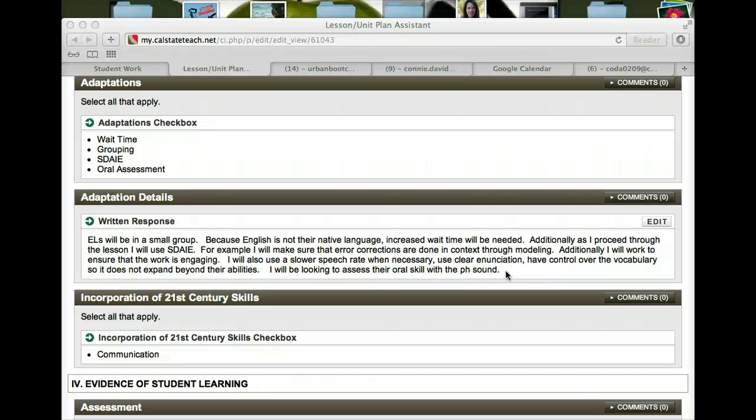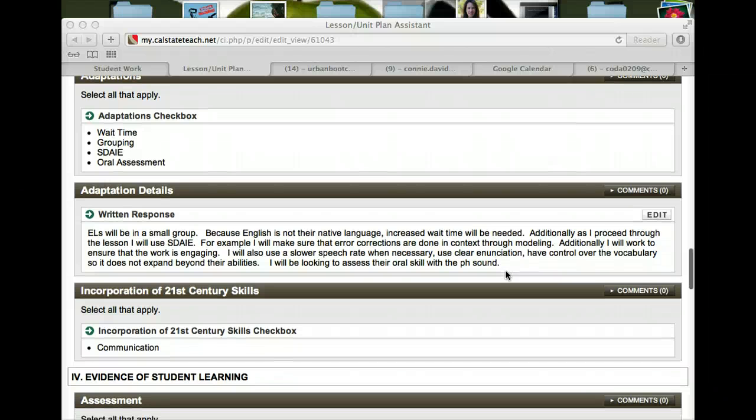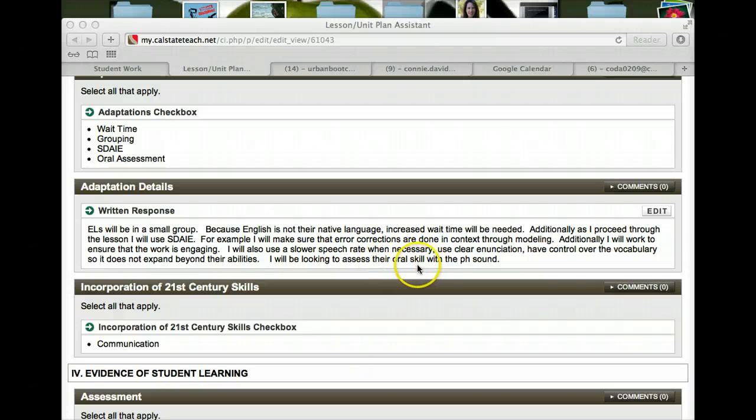One of the things you're always wanting to do is move a student into the zone of proximal development. So you want to make sure that you move the children into more challenging environments without frustrating them. I will be looking to assess their oral skills. There you go again with that oral thing, but you never said you were going to do anything orally with the PH sound. That's what you would do normally. That's not an adaptation. That's what you said you were going to do. So I don't understand how you were going to do that. It doesn't tell me the how. It just tells me the what.